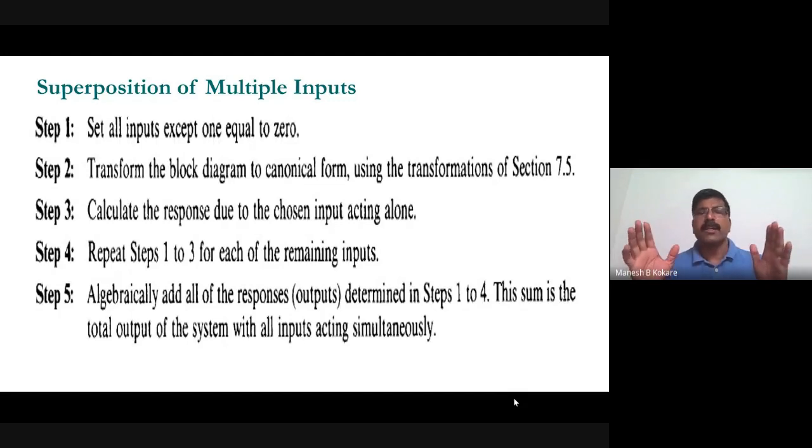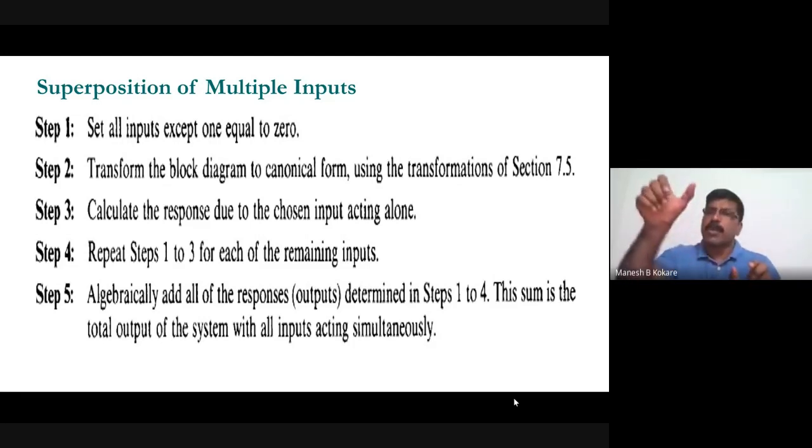Now, once you find this C1 by R1, keep it as it is. Then when you are considering R2 as input, at that time, consider R1 as 0 and then find out C2 by R2, right? So in the first phase, you got C1 by R1. In the second phase, you got C2 by R2. The overall transfer function C by R or C(s) by R(s) will be equal to C1(s) by R1(s) plus C2(s) by R2(s). So what you have to do? Set all the inputs except one equal to 0. Like multiple inputs are there.